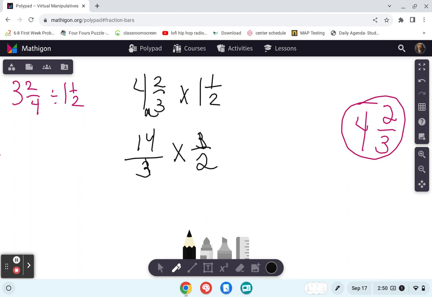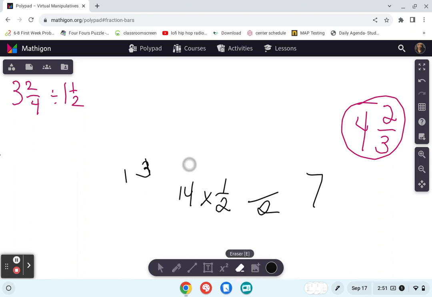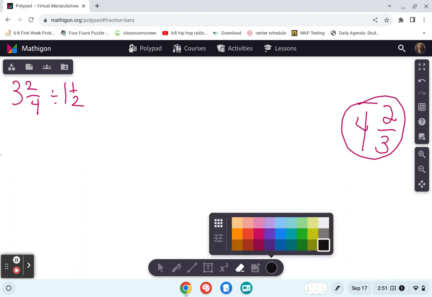And I will simplify these. And that gives me 14 times 1/2. And that'll give me 14 over 2. And how many 2's are in 14? There are 7. Something ain't right here. I didn't do something right. Let's go back. Man, I love when that happens. And you guys may have seen it because I wasn't paying as much attention as I should have.